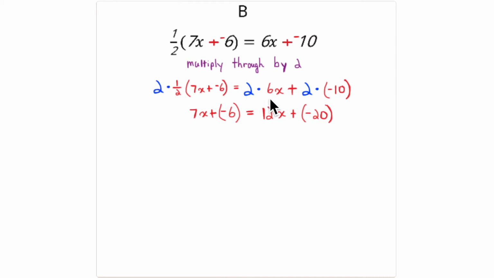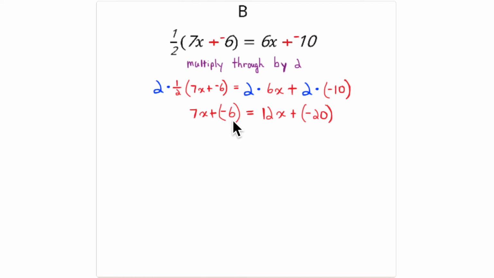People make mistakes because they forget. Maybe they multiply just this term by 2 and they forget this one. There are a variety of ways to make mistakes. You just have to remember to multiply everything by 2, and you're multiplying both of these terms by 2 because you're multiplying this 1/2 times 2. So this becomes one of these whole groups.